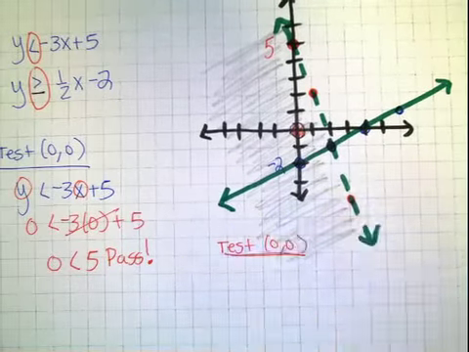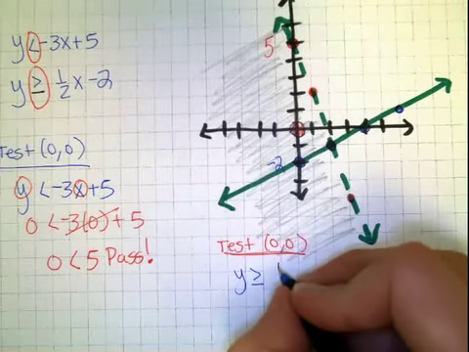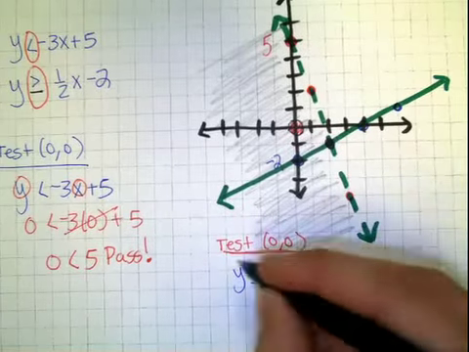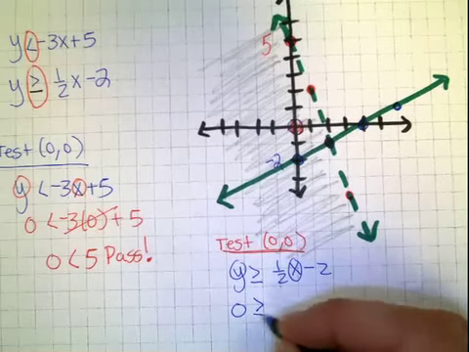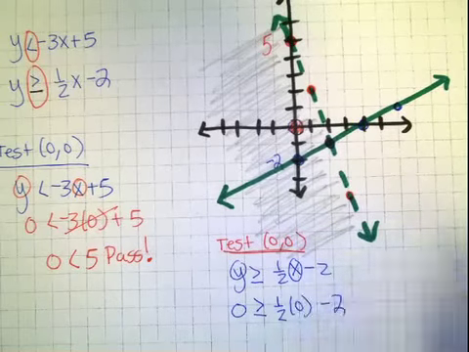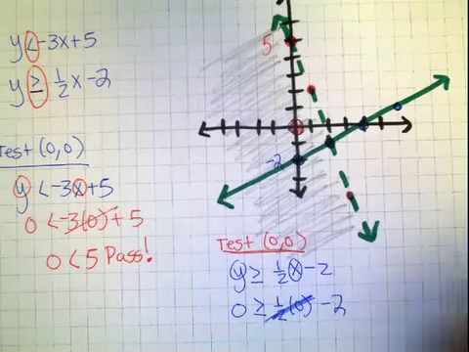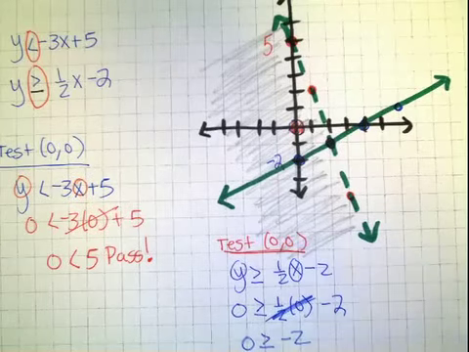But now when I test it, I'm using the other rule. So y is greater than or equal to 1/2 x minus 2. And I'm going to bubble these x and y's and put 0 in there. So 0 is greater than or equal to 1/2 times 0 minus 2. And 1/2 times 0 cancels to 0. So I get 0 is greater than or equal to negative 2.